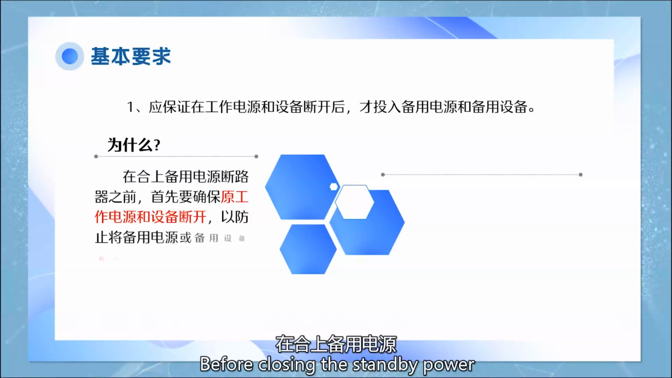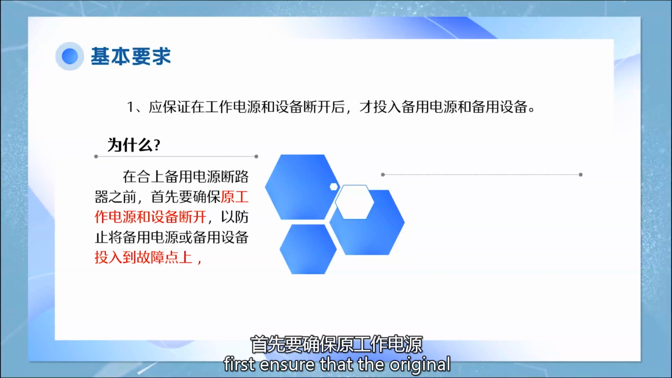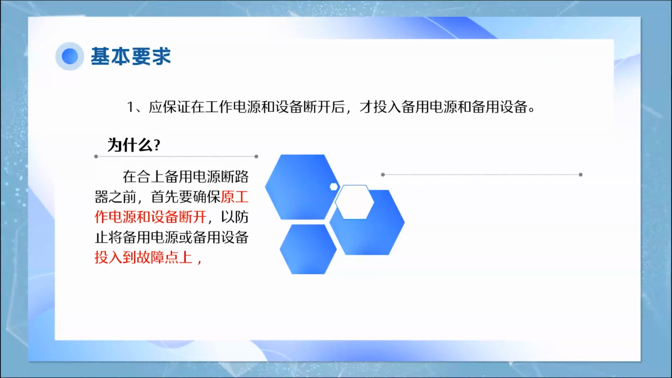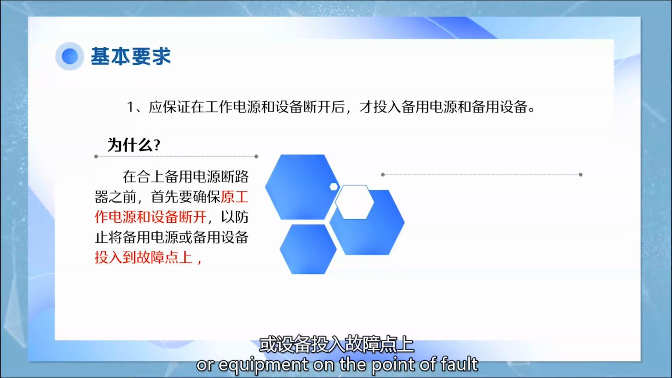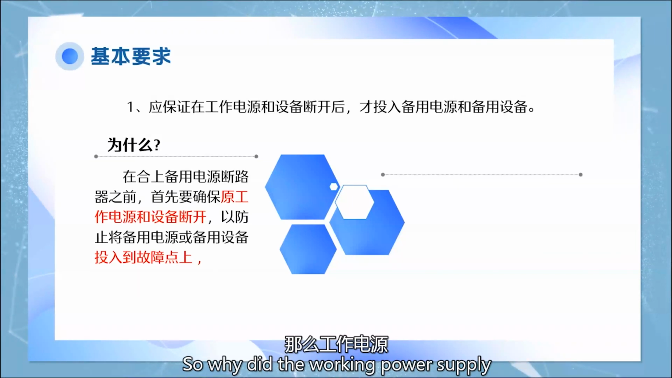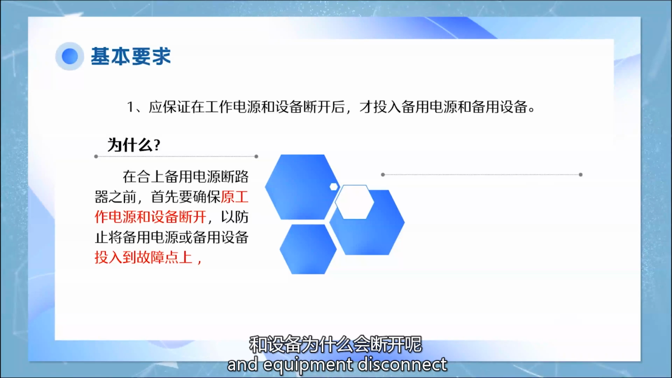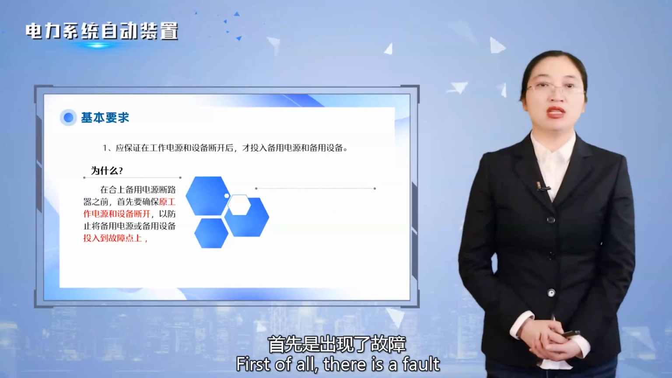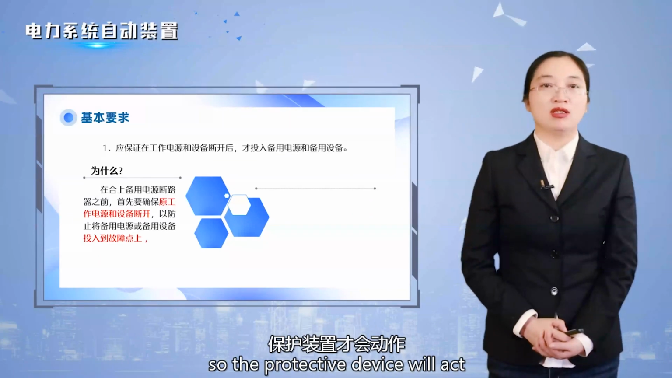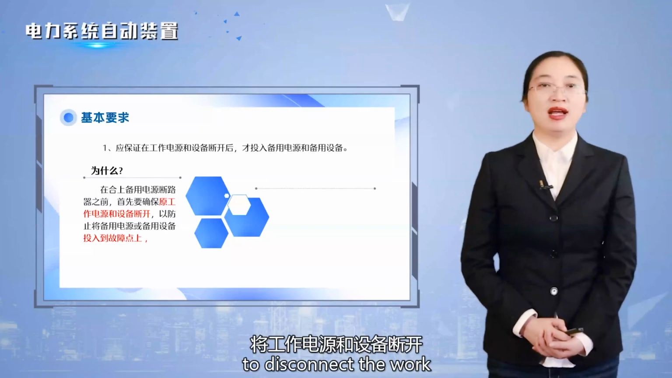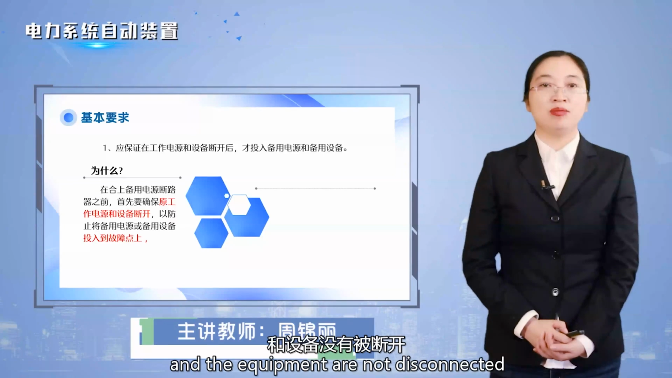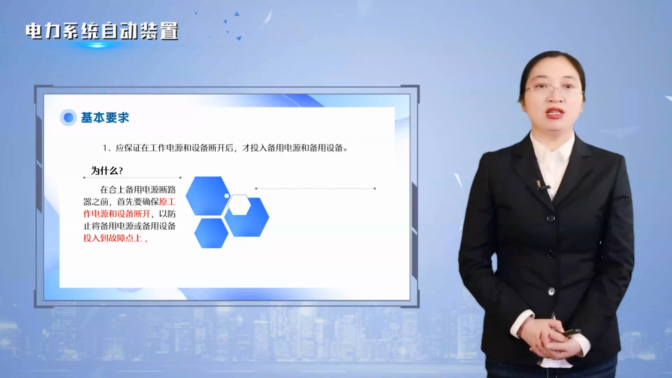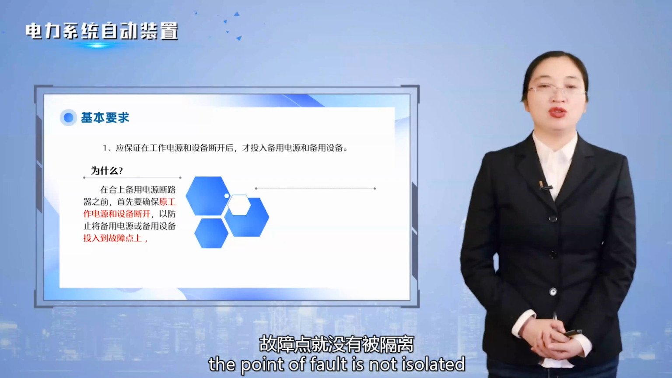Before closing the standby power circuit breaker, first ensure that the original operating power supply and equipment are disconnected, to prevent putting the standby power supply or equipment onto the point of fault. So, why must the working power supply and equipment be disconnected? First of all, there is a fault, so the protective device will act to disconnect the working power and equipment. If the operating power supply and the equipment are not disconnected, the point of fault is not isolated.